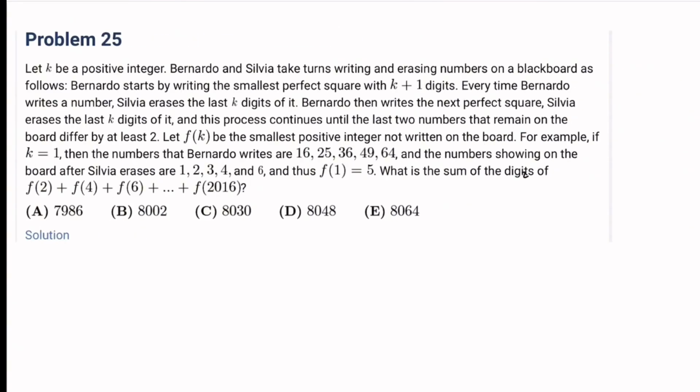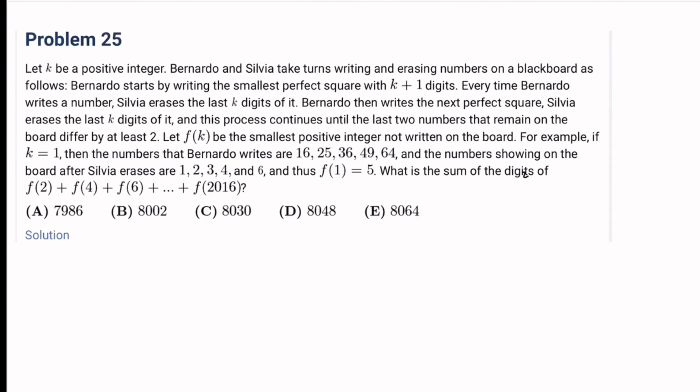Let k be a positive integer. Bernardo and Sylvia take turns writing and erasing numbers on a blackboard as follows. Bernardo starts by writing the smallest perfect square with k plus 1 digits. Every time Bernardo writes a number, Sylvia erases the last k digits of it. Bernardo then writes the next perfect square. Sylvia erases the last k digits of it, and this process continues until the last two numbers that remain on the board differ by at least 2.